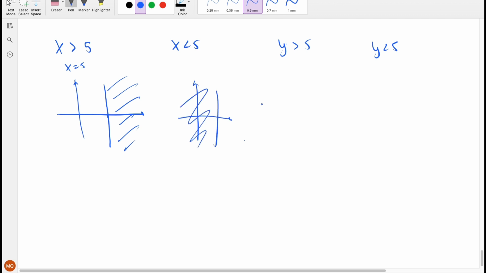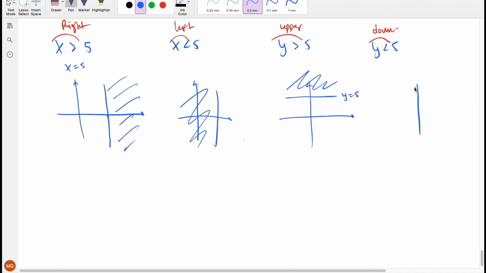Here it is like this. So let's write here: when it is x greater than, you have to take the right part. When it is x less than, you have to take the left. When it is y greater than, you have to take the upper part. And for this one, you have to take down. So let's write y is equal to 5 and the upper part. For y less than 5, you have to take the down part.